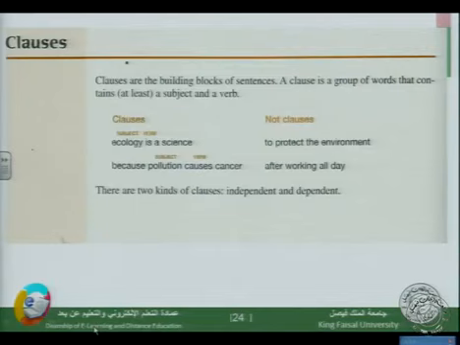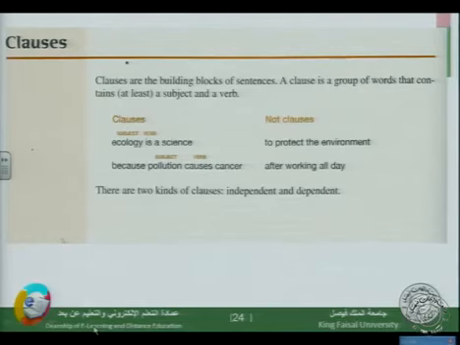We also talked about clauses. And we've talked about noun clauses, adverb clauses, adjective clauses. And we said that clauses are the building blocks of a sentence. And we said clauses should have a subject and a verb. Okay? And we said that a clause is a group of words that contains at least a subject and a verb.